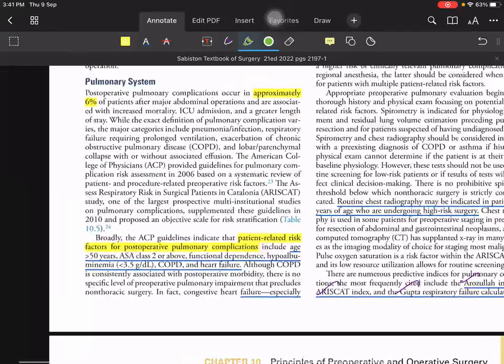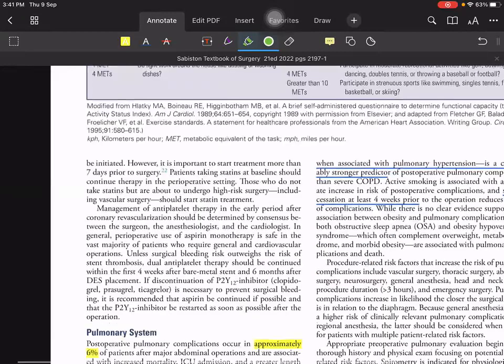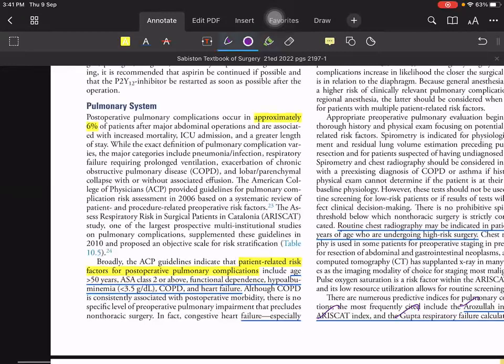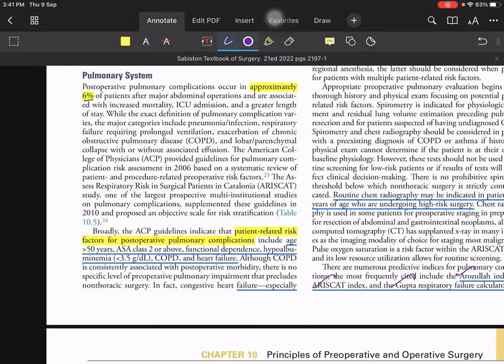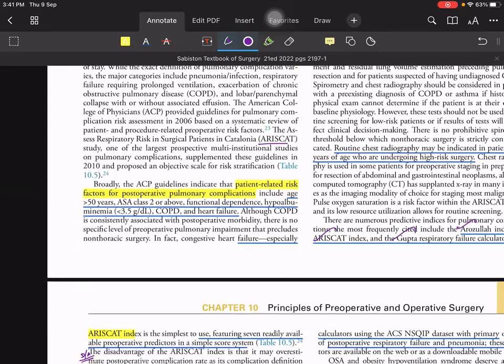Let's go to the pulmonary system. They're telling that post-operative pulmonary complications occur in approximately 6%. Here they have one study, the ARISCAT study, and the ARISCAT index is also there. I'll tell what the ARISCAT index is.